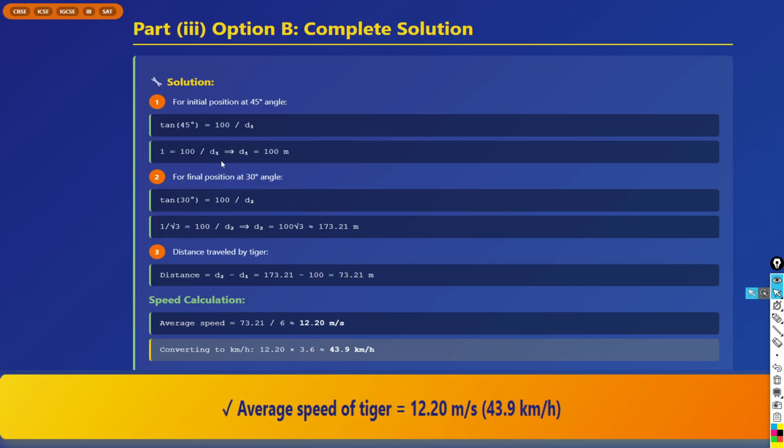Tan 45, 100 by D1, D1 would be 100. Tan 30, 100 by D2, D2 would be 100 root 3. Taking root 3 as 1.732, into 100, that would be 173.2. What would be the distance traveled by tiger? That would be 173.2 minus 100, 73.2 meter. This is nothing but x. So the speed would be x by t, that is x by 6, that is 73.2 by 6. That would be 12.2 meter per second.